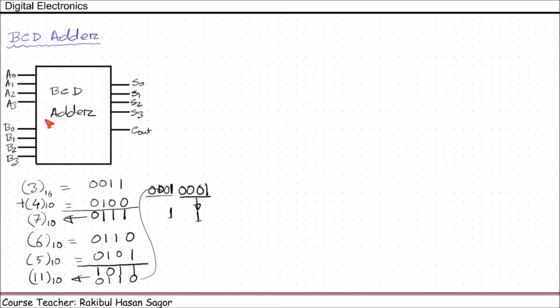Here we need to design a BCD adder where we'll provide BCD input and the outputs, that means the added value of these BCD numbers, will be shown in BCD as well. So in the output side we'll get BCD output, not the binary addition. Let's see the designing procedure.